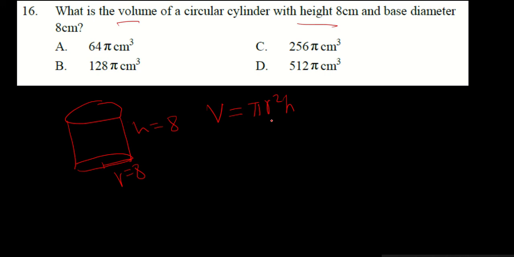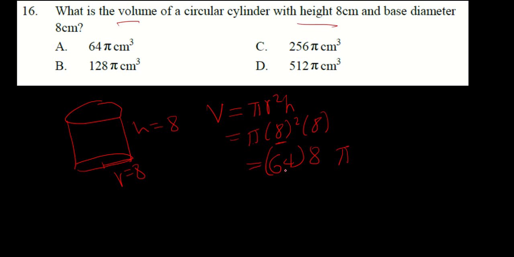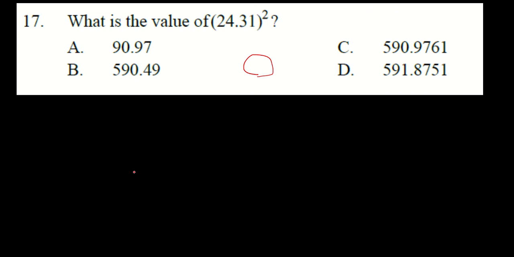Pi r squared h. Therefore, pi times the radius 8, squared, times the height, also 8. When you square 8, it's 64, multiplied by 8, and the pi will still be there. This pi is not moving. So when you multiply, it will be 512 pi centimeter cube. That is the volume of the cylinder. So the answer will be D. That was question 16. Question number 17.